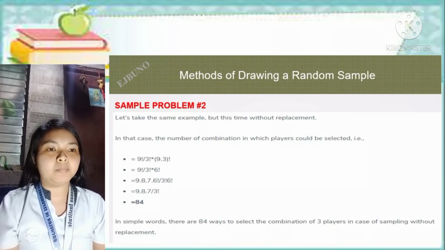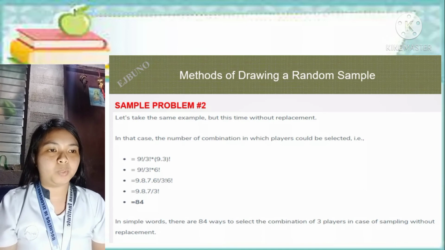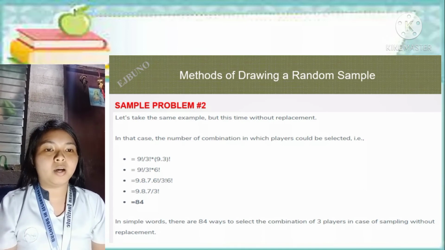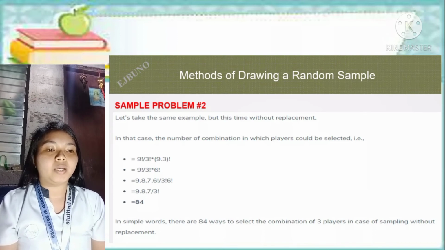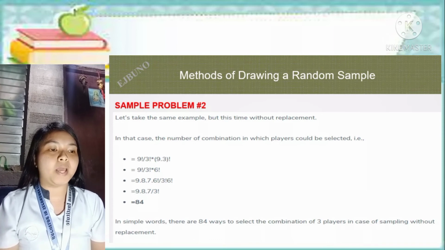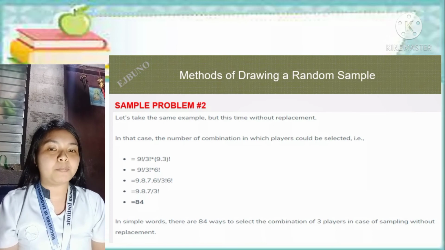Sample problem number 2. Let's take the same example, but this time without replacement. In that case, the number of combinations in which players could be selected is 9 factorial over 3 factorial times (9 minus 3) factorial. 9 factorial over 3 factorial times 6 factorial equals 9 times 8 times 7 times 6 factorial over 3 factorial and 6 factorial, which is 9 times 8 times 7 over 3 factorial, equal to 84. In simple words, there are 84 ways to select the combination of 3 players in case of sampling without replacement.